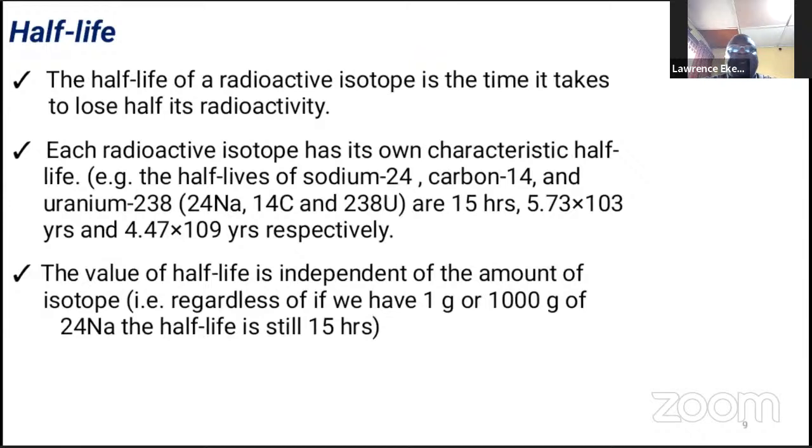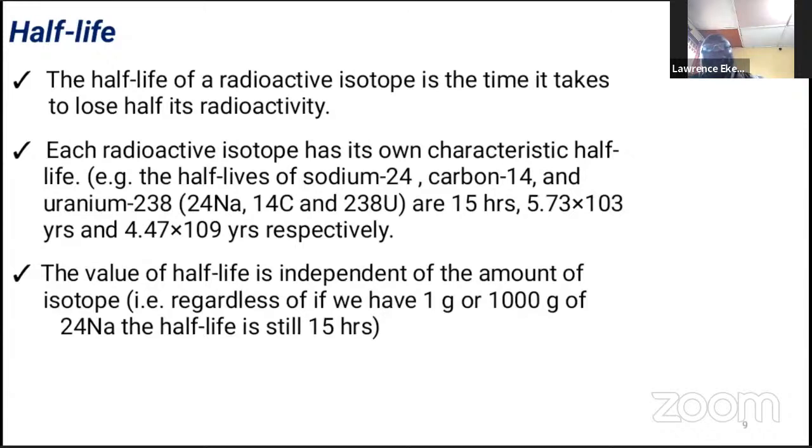Okay, so let's talk briefly about the half-life. The half-life of a radioactive isotope is the time it takes for half its concentration to decay, to decay by half. It is the time it takes to lose half the amount of the radioactivity. When the concentration of the radioactivity is reduced by half, then we call that half-life. So each radioactive isotope has its own characteristic half-life. For example, the half-life of sodium-24, carbon-14, and uranium-238 are well stated here.